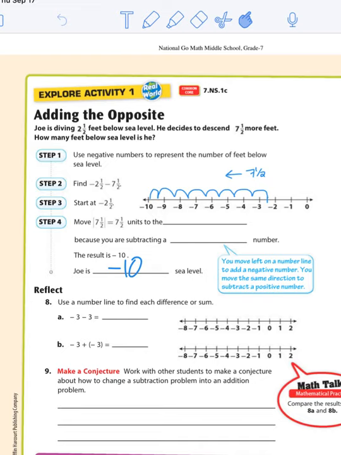All right, let's just fill in the blanks. Since this is a word problem, we're moving 7.5 units to the left because you're subtracting a positive number, which remember that's the same thing as adding a negative. So you move left on the number line to add a negative, you move in the same direction to subtract a positive. All right, result is negative 10, so Joe is 10 feet below sea level.